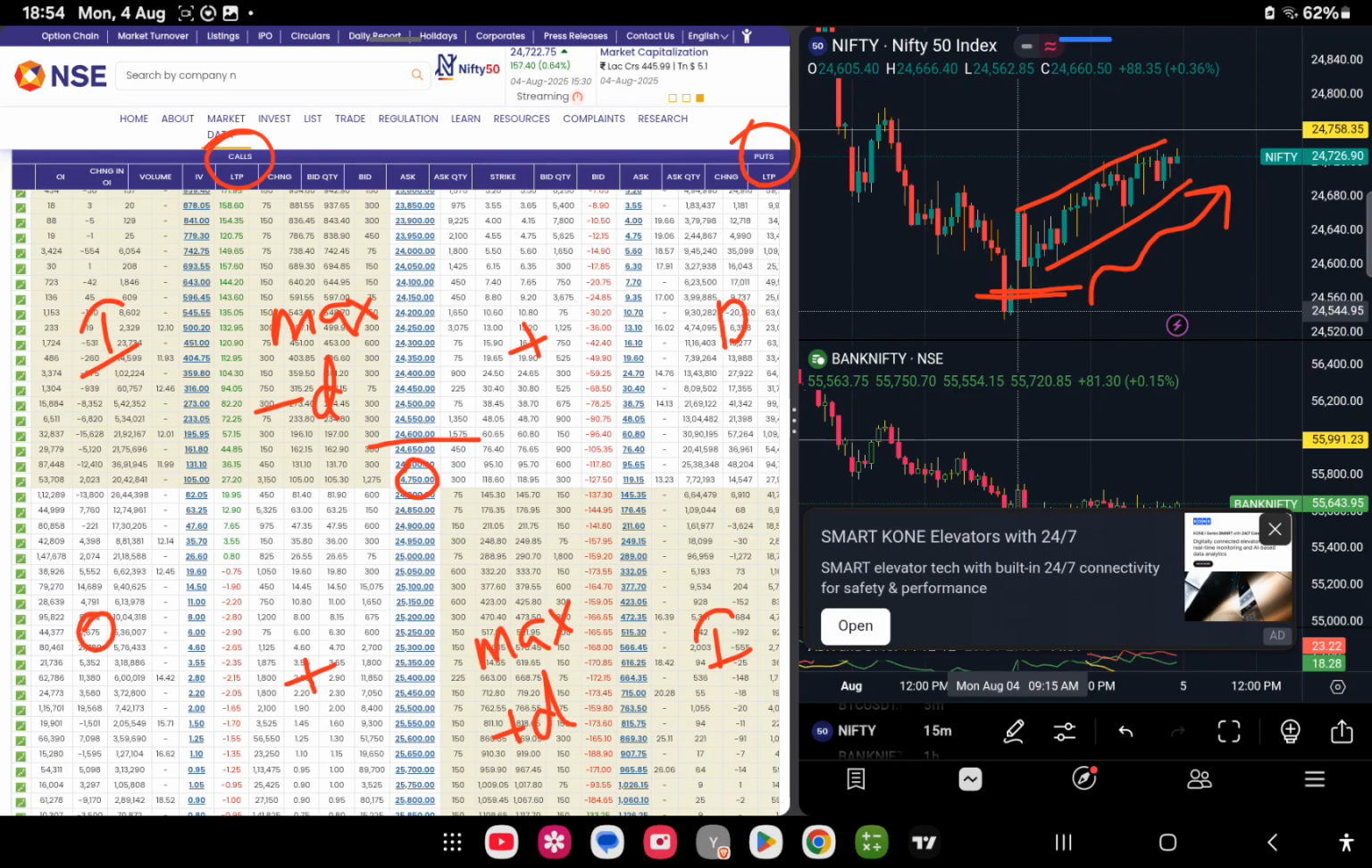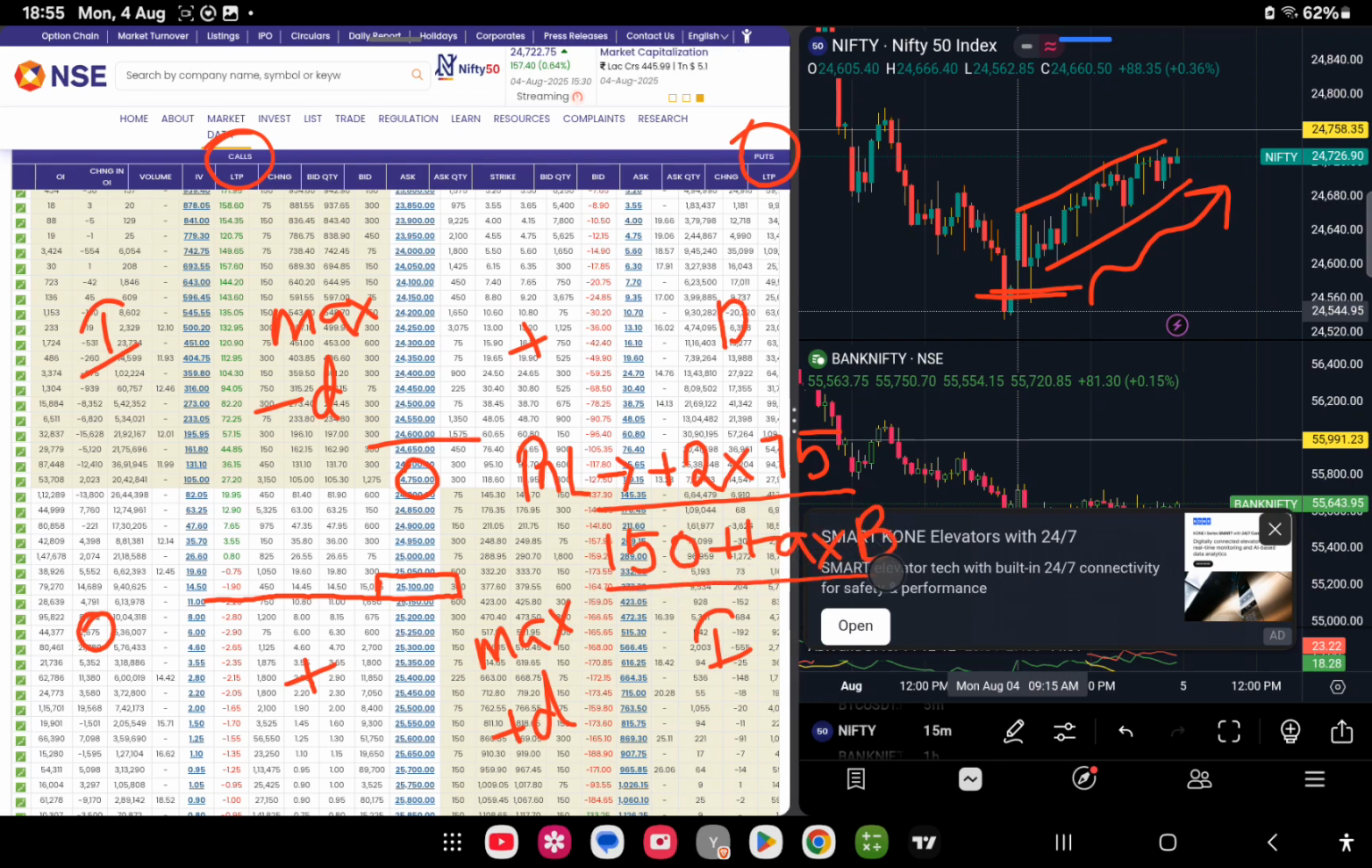Let me do a small calculation. Let's take this strike. If somebody is doing 2500 call writing, then it's just 2 points, right? So we'll calculate the PNL. PNL is positive, 2 points times 75, so this is 150 plus tax and brokerage. So it's a small profit. I'll write it as small profit.